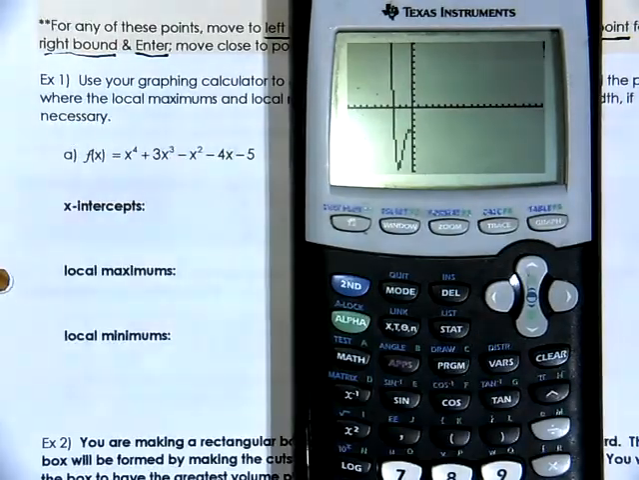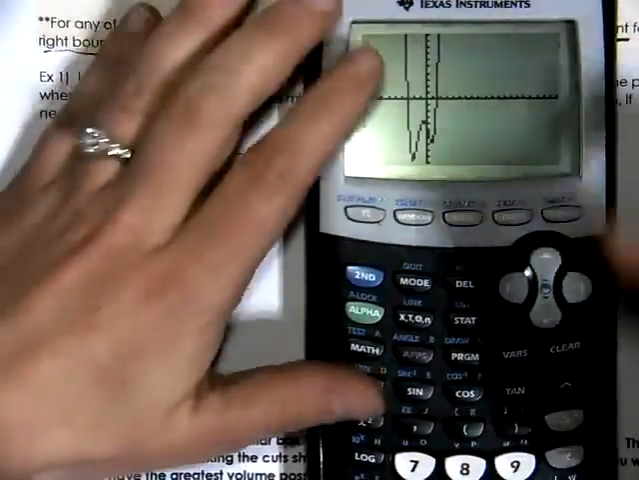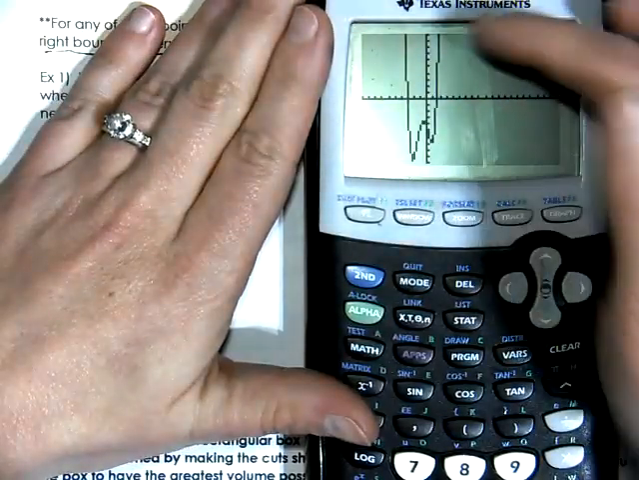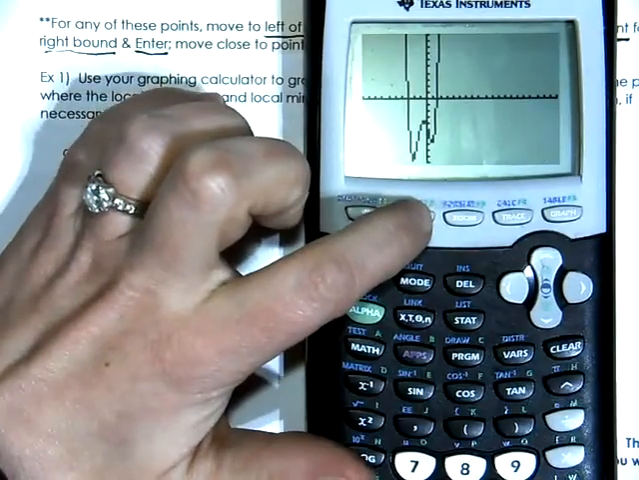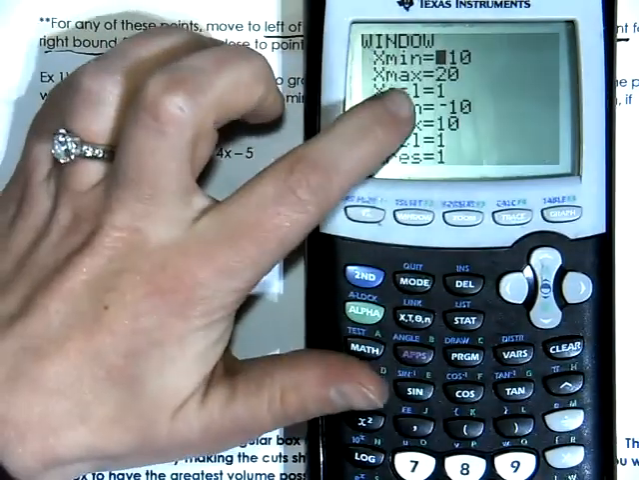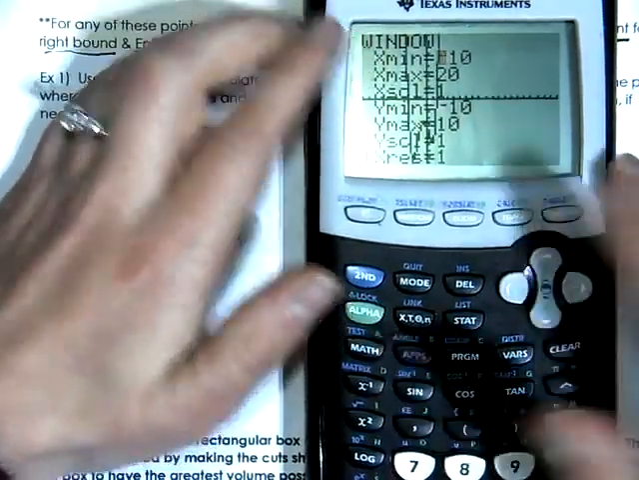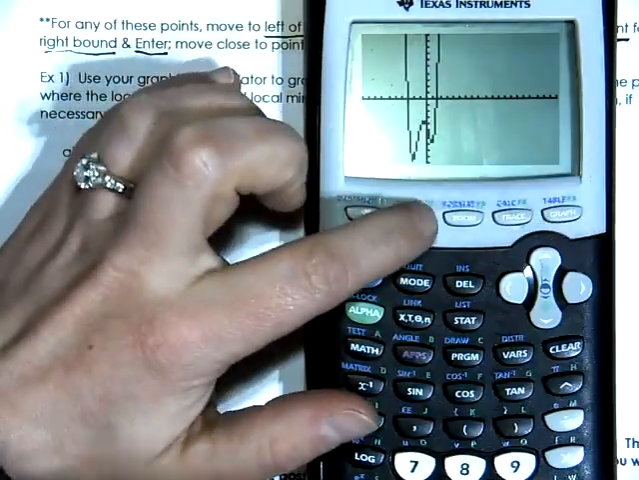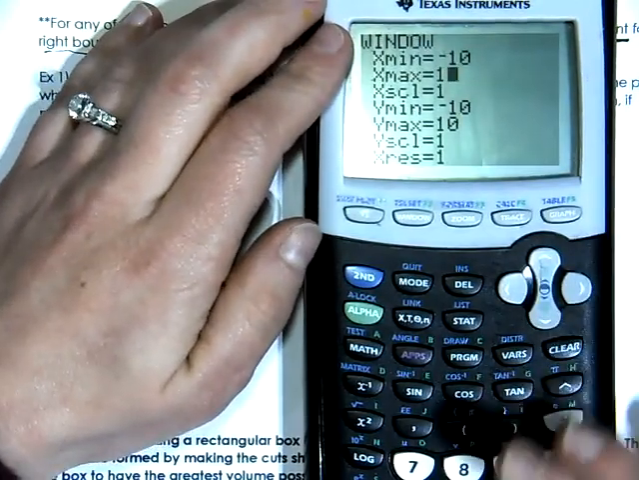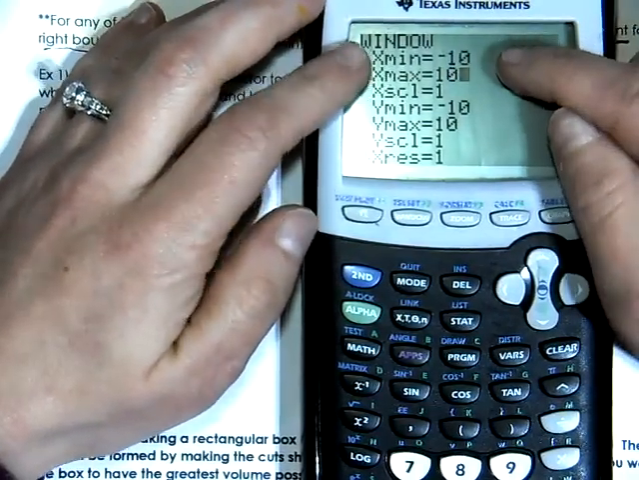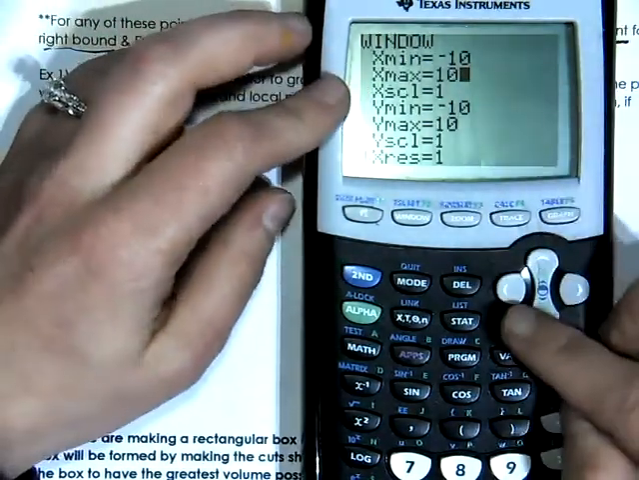And you want to make sure that your graph is something that you can see. Can you see all of the minimums and maximums? If it makes sense, you might want to change your window. I'm going to check out my window right now, and it looks like my X maximum is 20. I'm okay with it being 20, but it doesn't need to be that exactly. Maybe I'll make it 10. So x minimum is negative 10, x maximum is positive 10, scale of 1 is fine.